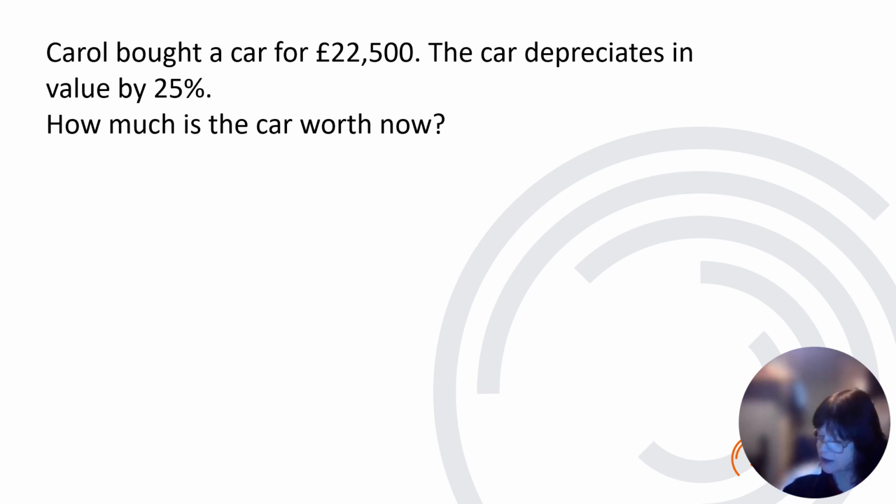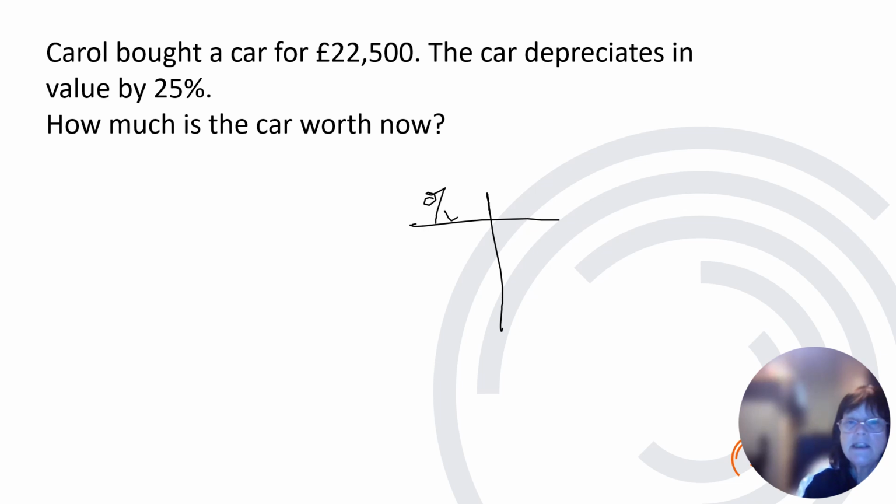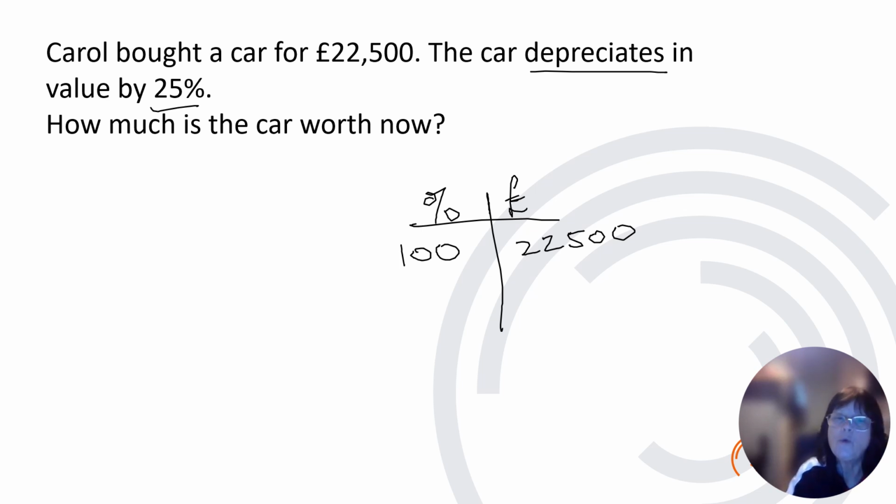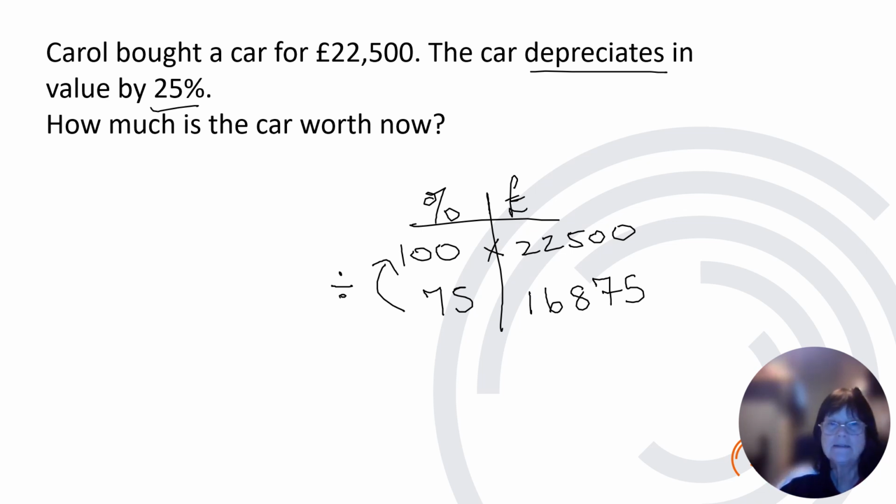Okay, how did you get on? So we know that percentage, and we're dealing with pounds again. So 100% of the car, the original price of the car was 22,500. It's depreciating, going down by 25%. So it is now only worth 75% of the original value. So we divide by the number above, we multiply across, and we will end up with 16,875. Give yourself a huge pat on the back if you got that right, and well done.